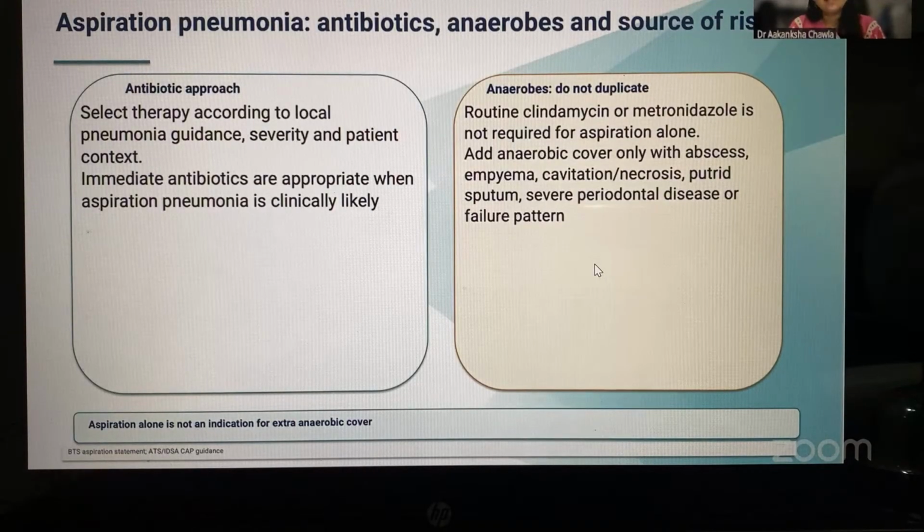And as far as the anaerobic coverage is concerned, routine clindamycin or metronidazole are not required. You usually add these when you're dealing with complications like abscess, cavitation, necrosis, or even putrid sputum.